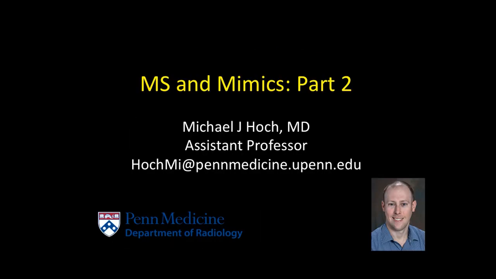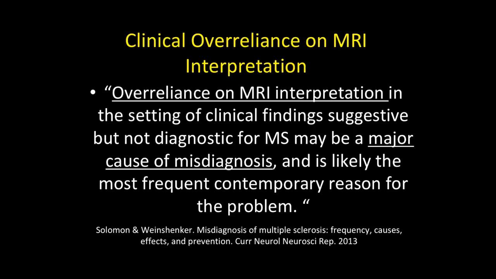Okay, part 2 of multiple sclerosis and mimics. And in this section, we will focus on those mimics and variants of demyelinating disease. So clinical over-reliance on MRI interpretation in the setting of clinical findings suggestive of, but not diagnostic for, multiple sclerosis may be a major cause of misdiagnosis. We cannot clinically over-rely on an MRI interpretation alone in these patients.